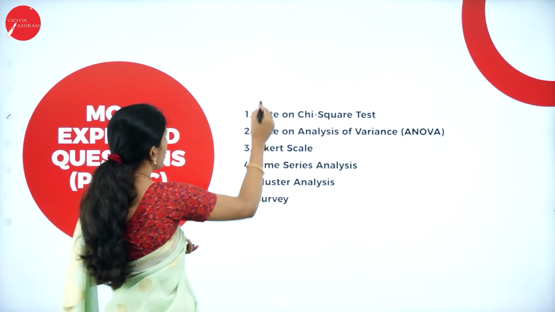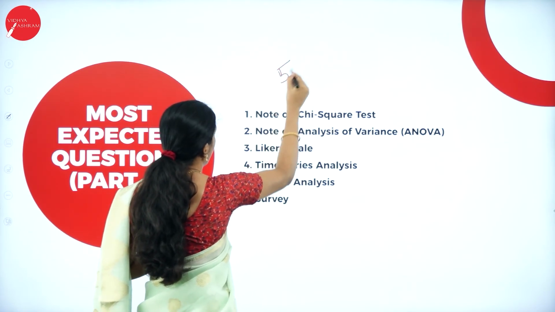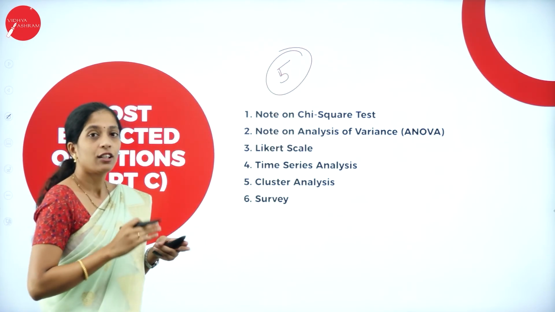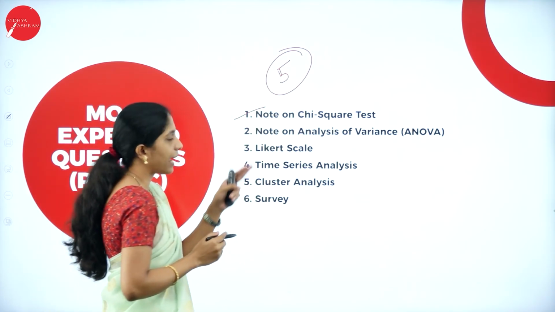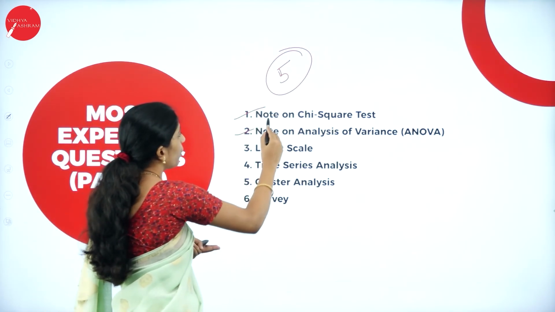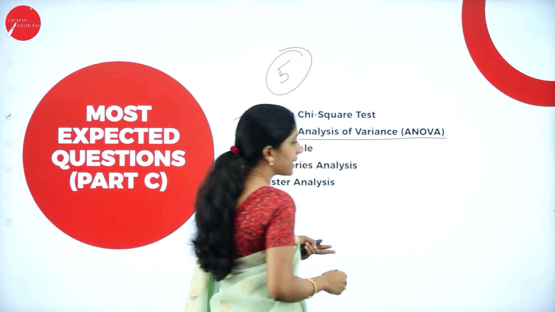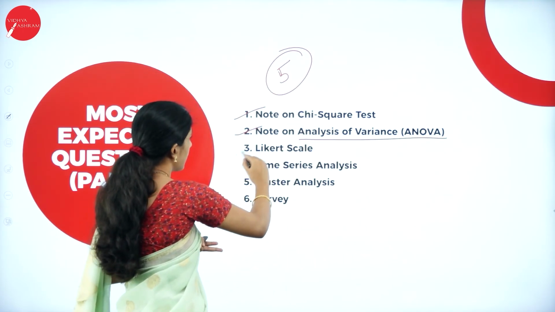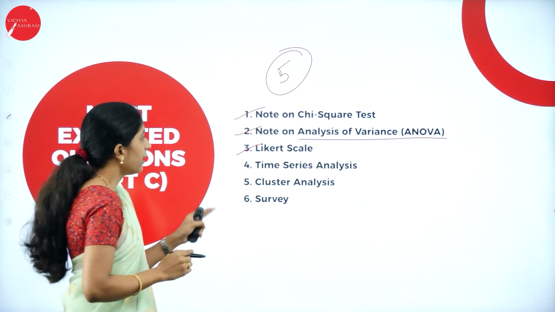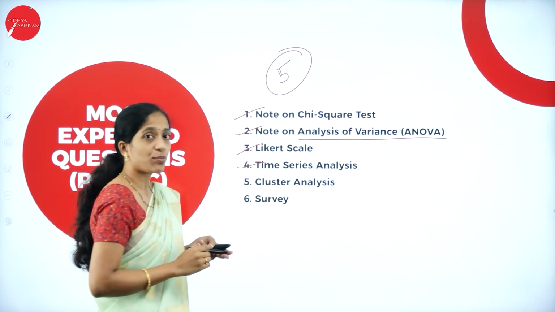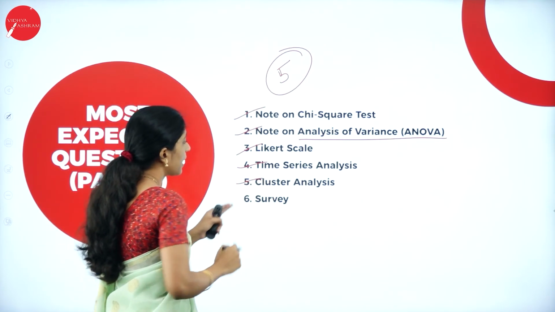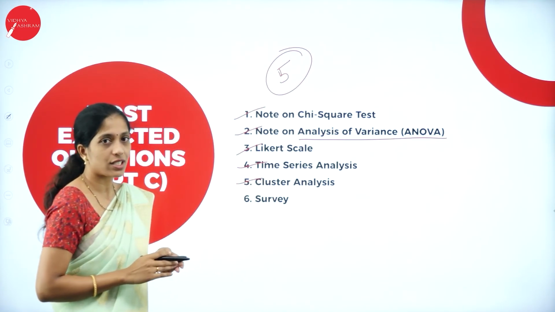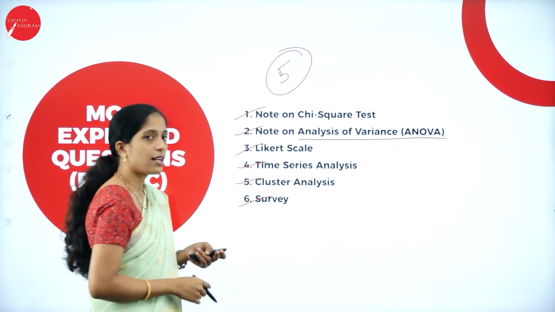Now coming to Section C, that is for 5 marks. You can expect notes on these particular topics: note on chi-square test, note on analysis of variance, that is ANOVA, and the next one is Likert scale, and the next one is note on time series analysis, and the next one is note on cluster analysis, note on survey.